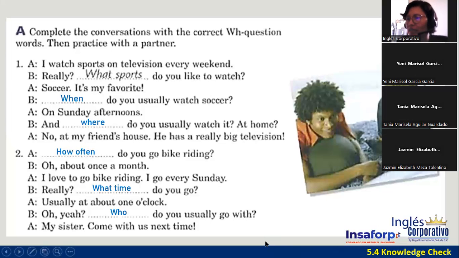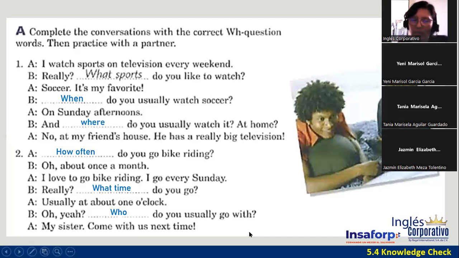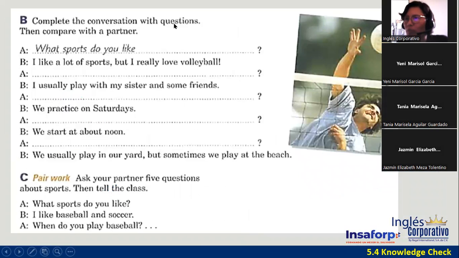Good job, okay? Excellent, girls. So very good, you know, very good pronunciation. Just don't forget that one. No olvidemos esa que es bike riding. De ahí por lo demás estuvo súper bien.